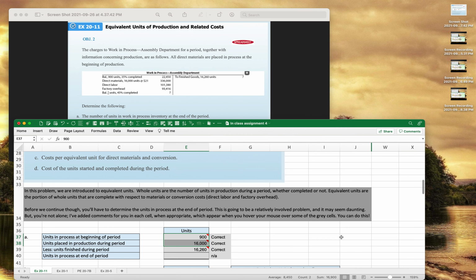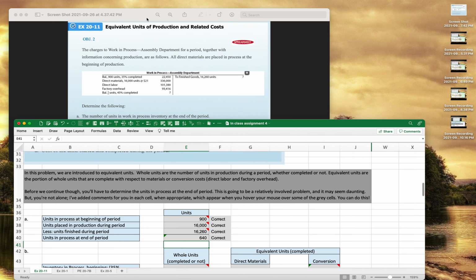All right. So if you had 900 units in the beginning and the new units added were 16,000, it would stand to reason that you had 16,900 units available. Then, if you finished 16,260 of them, that would mean that the remainder were still in process or not done. So that's the first thing you want to do: add up the sum total here, subtract from it the red, right? These are the units in process at the end of the period. They didn't give us that information, so we had to calculate it.